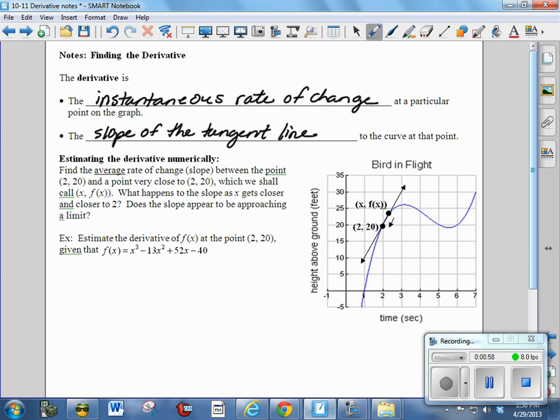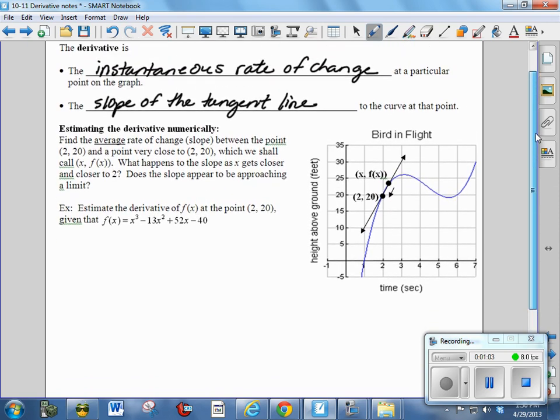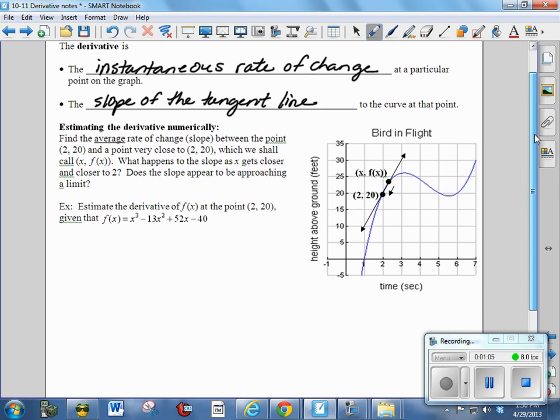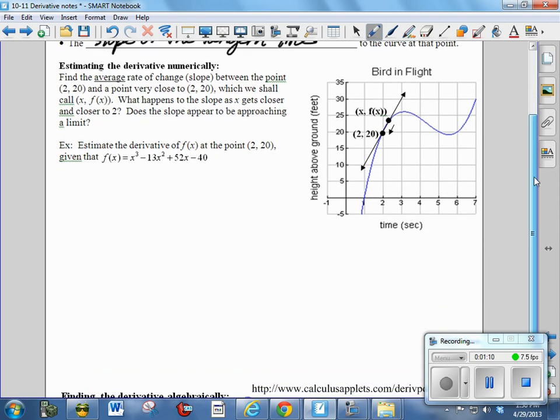So this is what we're going to talk about today. How do we actually find the slope of that tangent line exactly? We can draw what looks like a tangent line and estimate the slope, which is what we did before, but we want to find it more precisely.